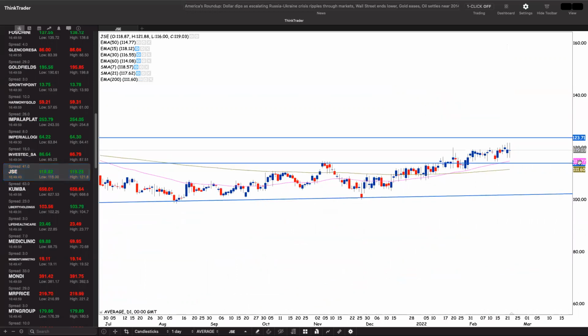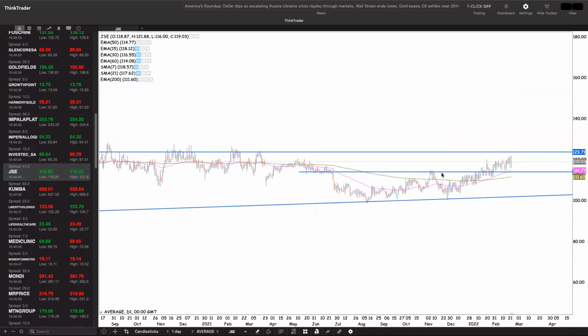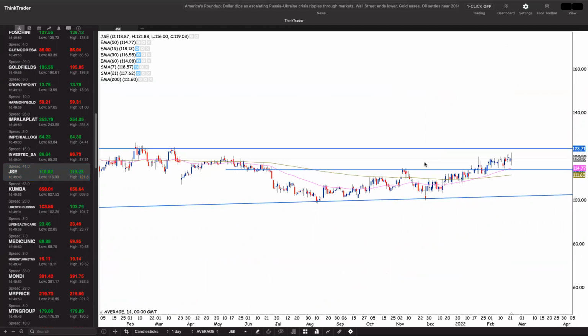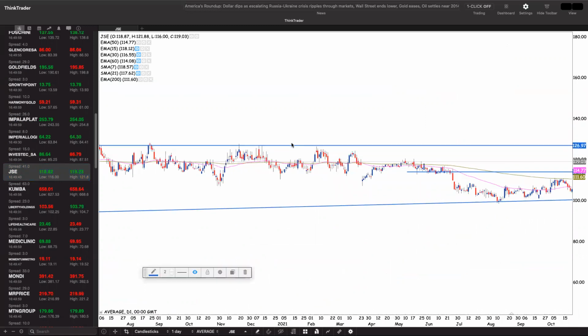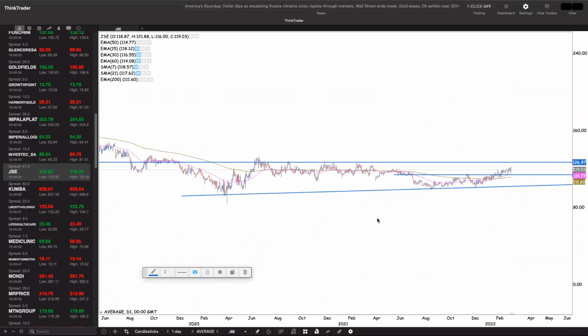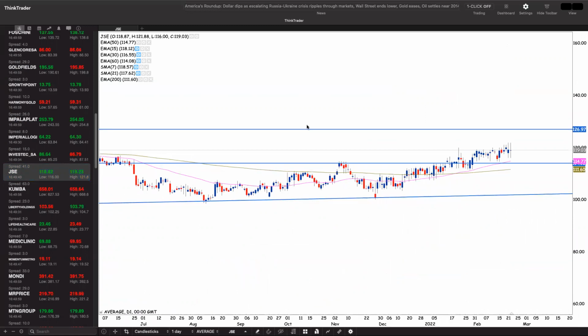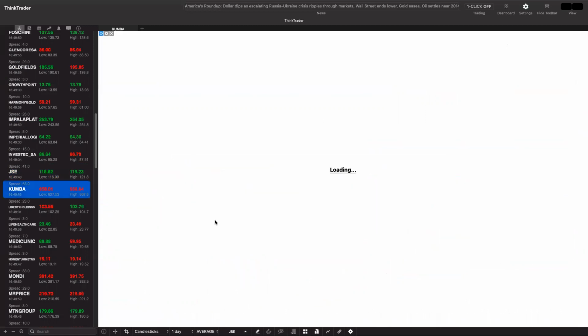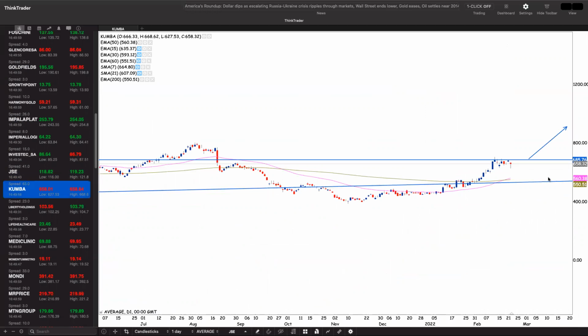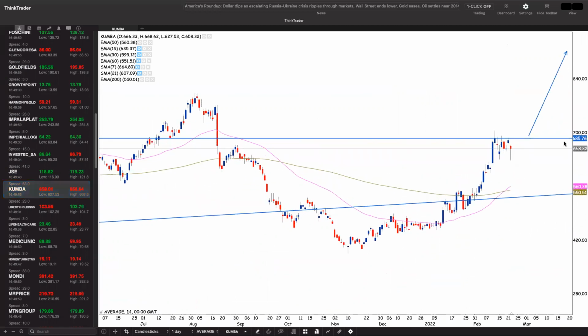JSE, I don't like the JSE chart at all. But I'm waiting for it to come back above that, because I don't think it's going to do anything special while it's still in that range. So I'm just going to wait. Kumba, Golden Cross. So I'm just now waiting for a 685 breakout. If we break 685, I'll start building a position here. We already built one on that breakout there on my smaller account.